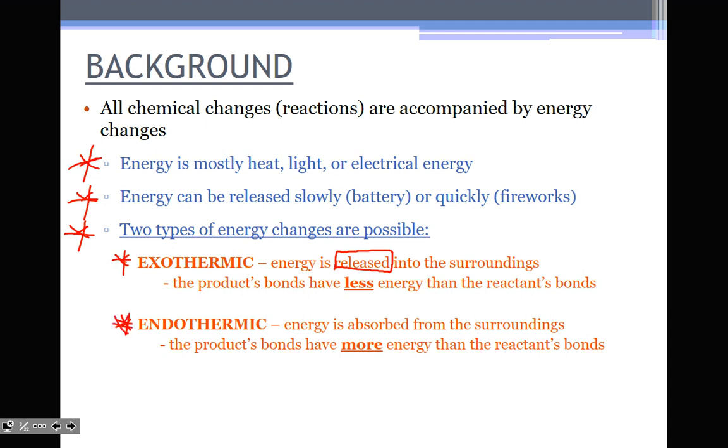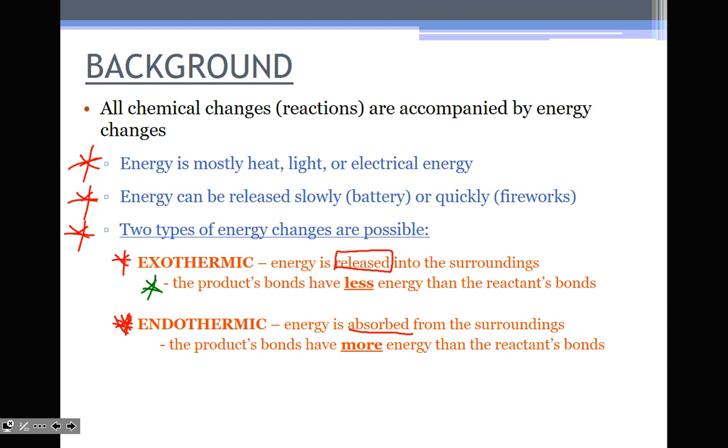as opposed to an endothermic reaction where energy is absorbed from the surroundings. So if you were touching something that was undergoing an endothermic reaction, it would feel cool to the touch, not because it's actually cold, it's because it's removing the heat, or using the heat, or absorbing the heat from your hand. But let's take a look at it from a chemistry point of view.